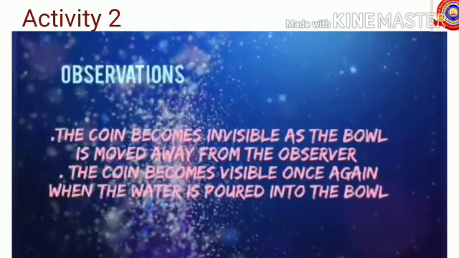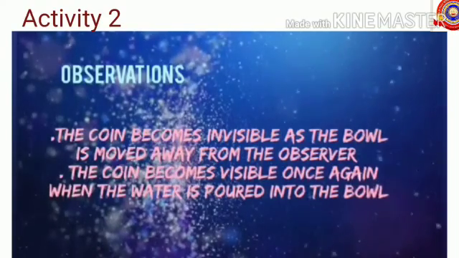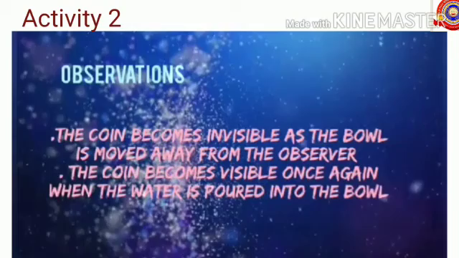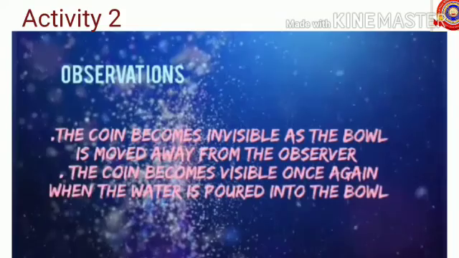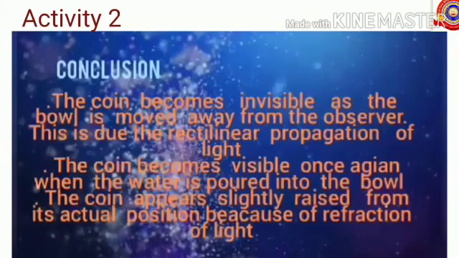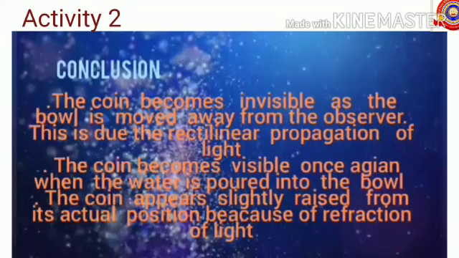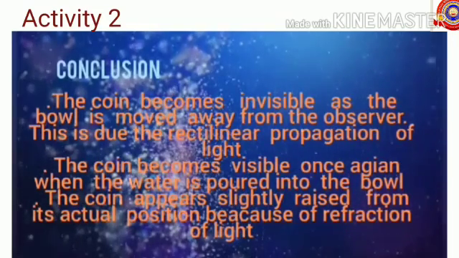Let's see the observations and conclusions of this experiment. The coin becomes invisible as the bowl is moved away from the observer. The coin becomes visible once again when the water is poured into the bowl. These are the observations from this activity. And the conclusions. The coin becomes invisible as the bowl is moved away from the observer. This is due to the rectilinear propagation of light. The coin becomes visible once again when the water is poured into the bowl. The coin appears slightly raised from its actual position because of refraction of light.